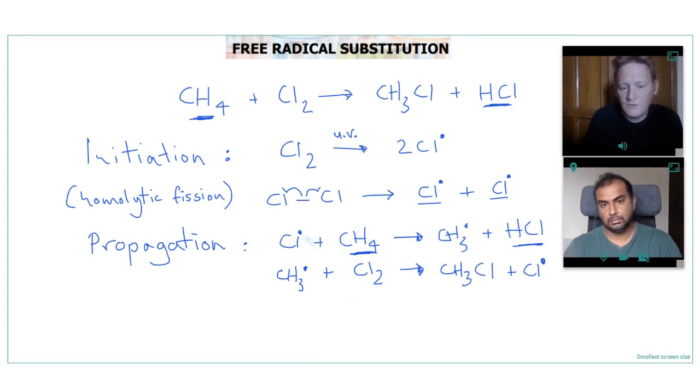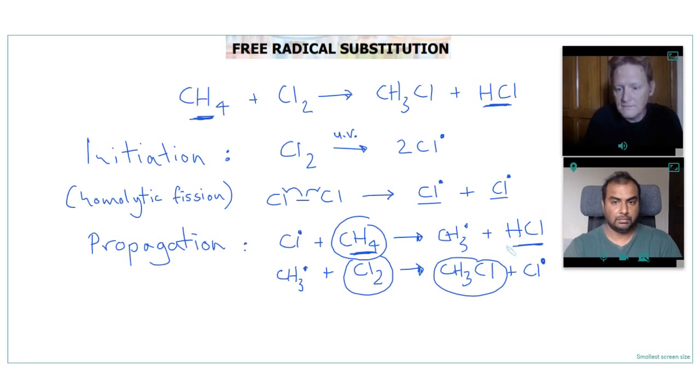And we know we've done our propagation steps correctly, because if we ignore the free radicals here, we've got the overall balanced equation. We've got CH4 plus Cl2 gives CH3Cl plus HCl. And it's always the HCl in the first step and the haloalkane in the second step.